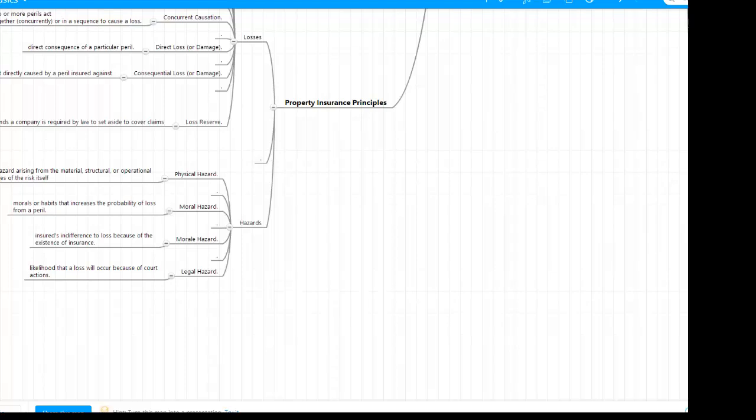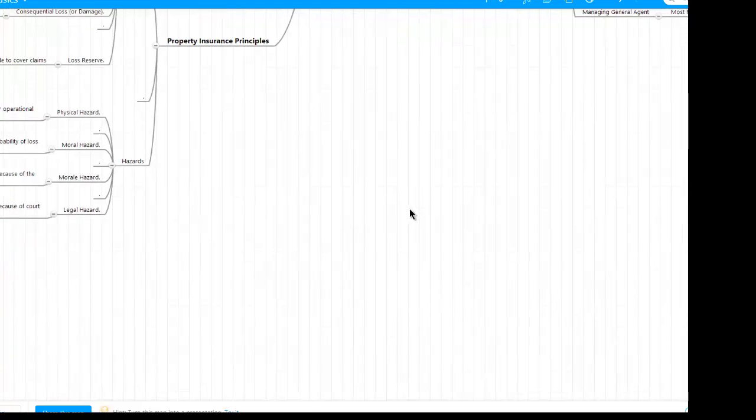And then we have the moral hazard, when somebody thinks, well, I'm insured, so what the hell? So you have this insured's indifference to loss because of existing insurance. And you have a legal hazard, where likelihood of a loss will occur because of a court action. So that takes us to that part.